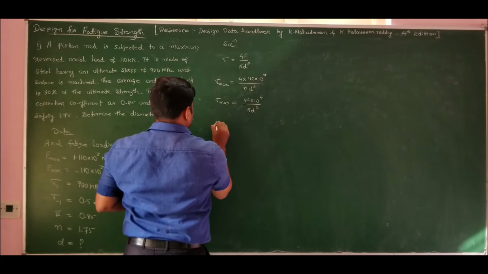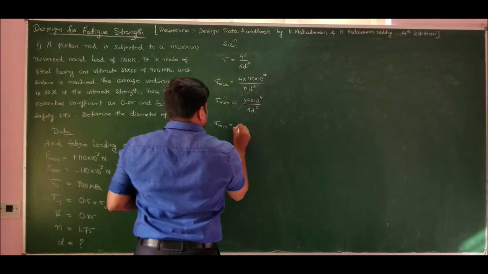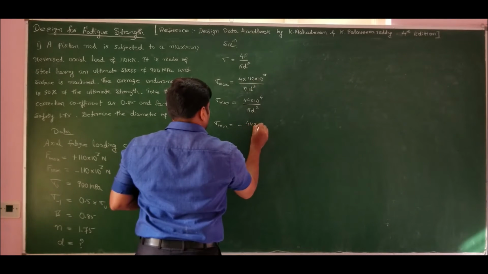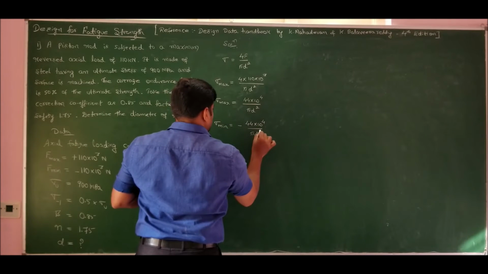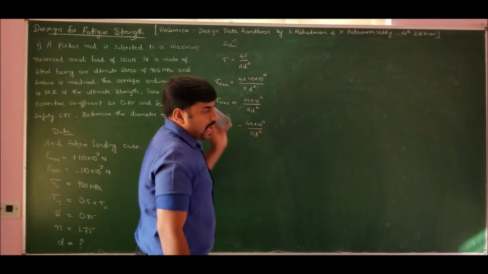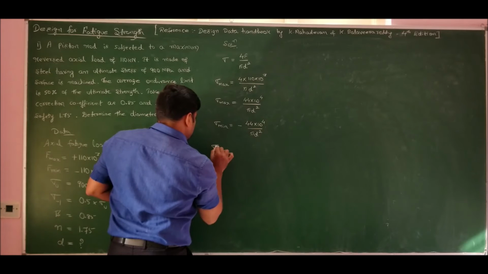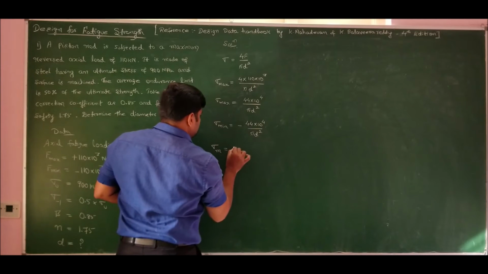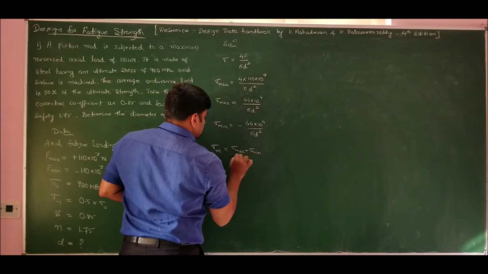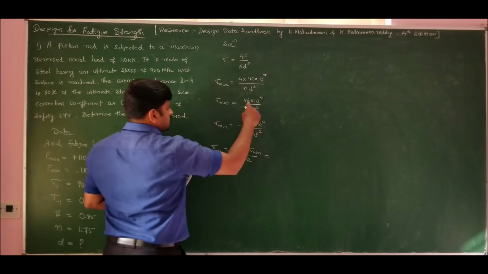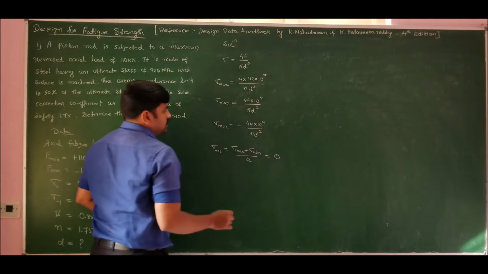Similarly, if I solve for sigma minimum, the load is negative, so I will get the value as minus 44 into 10 to the power of 4 by pi d square. Now find the value of amplitude and mean stress. We know that mean stress sigma mean is equal to sigma max plus sigma minimum by 2. Since both are the same in magnitude with a negative sign, sigma mean will become 0.